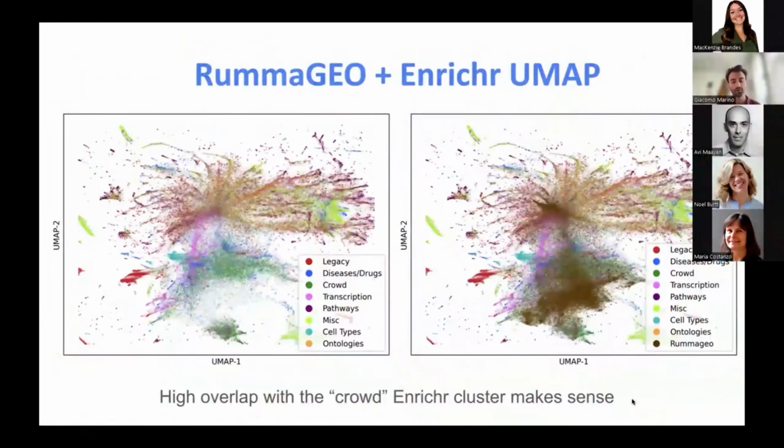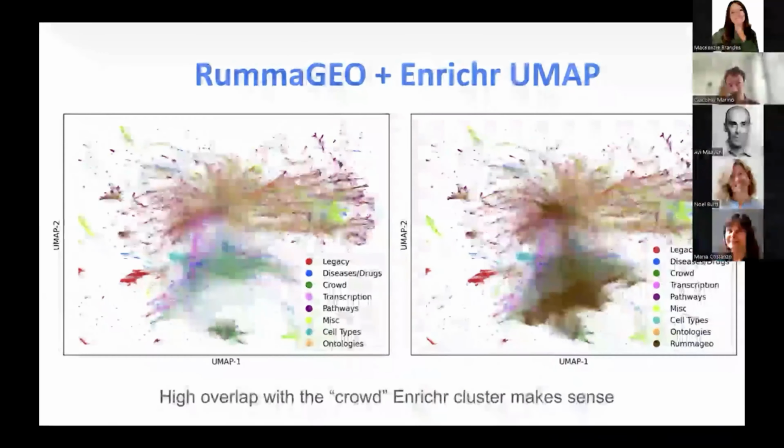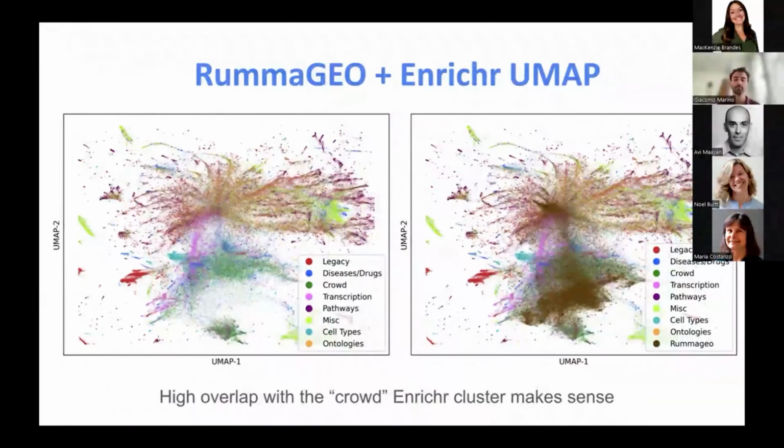Another thing that we can do is look at where RummaGEO gene sets fall in the Enrichr gene set space. On the left is just the Enrichr gene set space, and then on the right, we overlay all of the RummaGEO gene sets on top of that. We can see that most of this overlap is in this area here, which actually corresponds to the Enrichr Crowd category, which has a lot of user-submitted GEO signatures. So this makes a lot of sense.